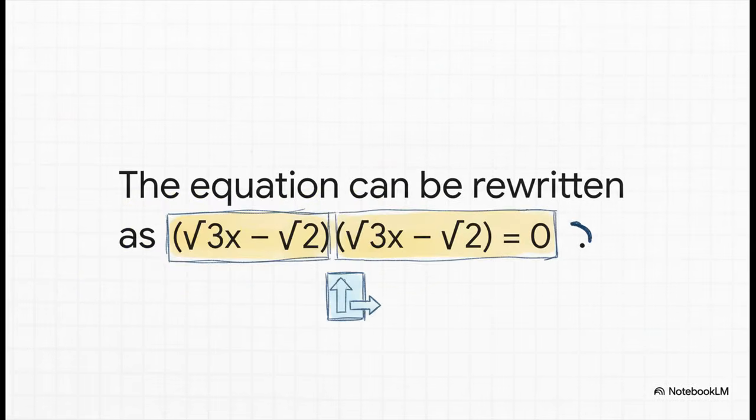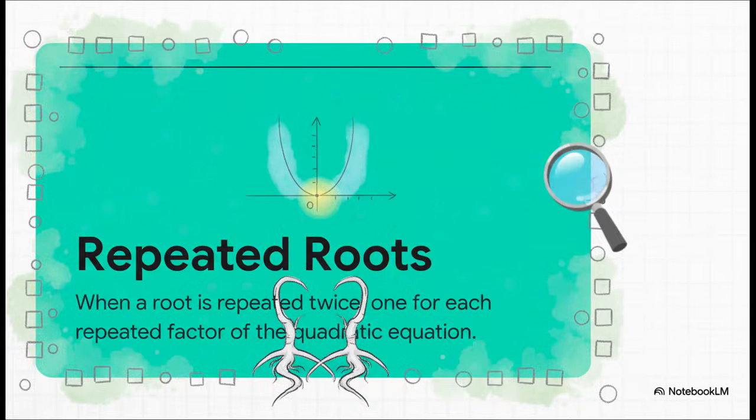So when we go through the grouping and factoring process, something really interesting happens. We end up with two factors that are exactly the same. It becomes the square root of 3 times x minus the square root of 2 multiplied by itself. This is a special situation that we call repeated roots. Because both of our factors are identical, they're both going to give us the exact same answer. So even though a quadratic can have two roots, this one really only has one unique solution.